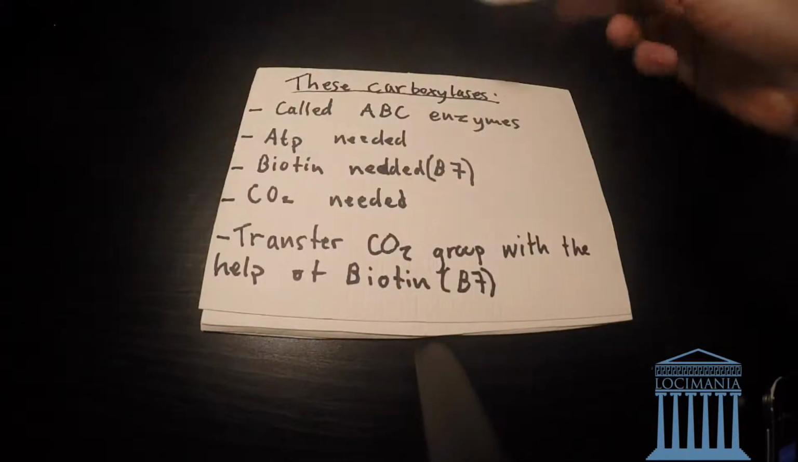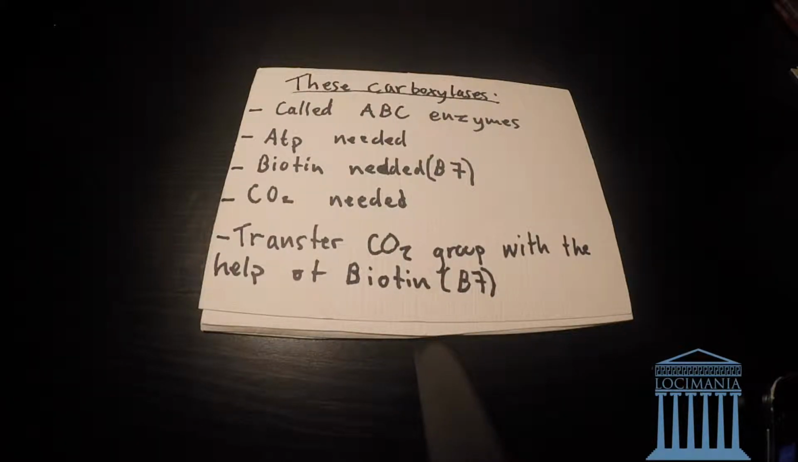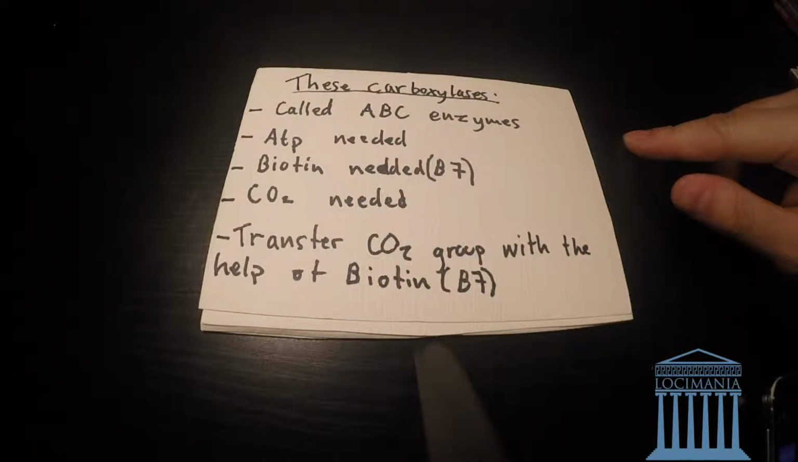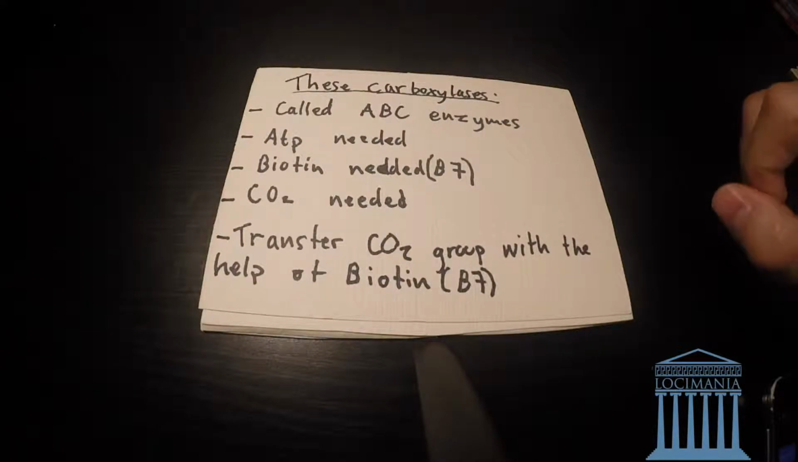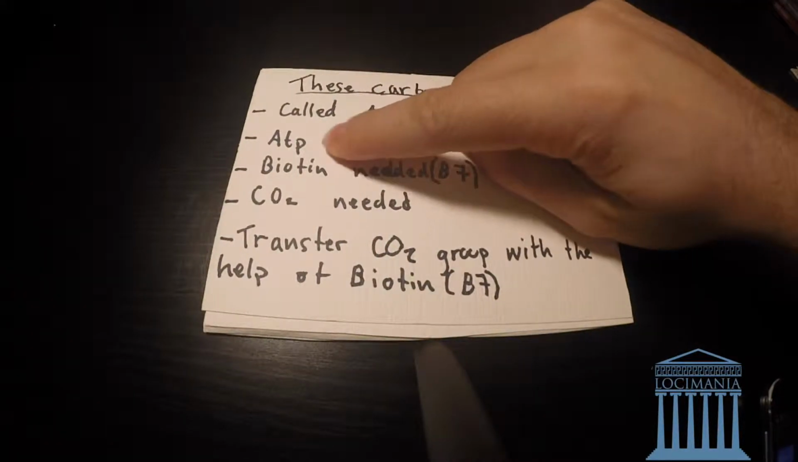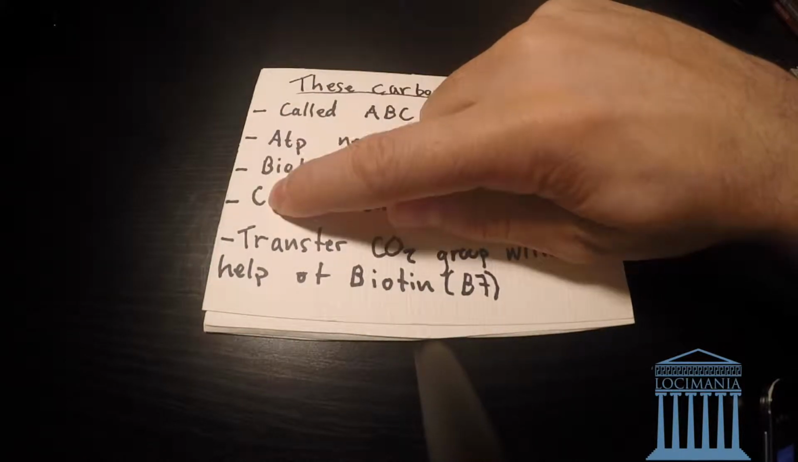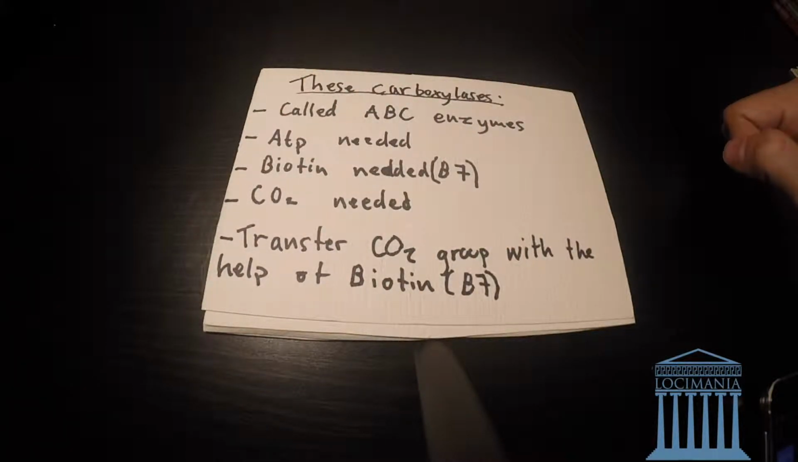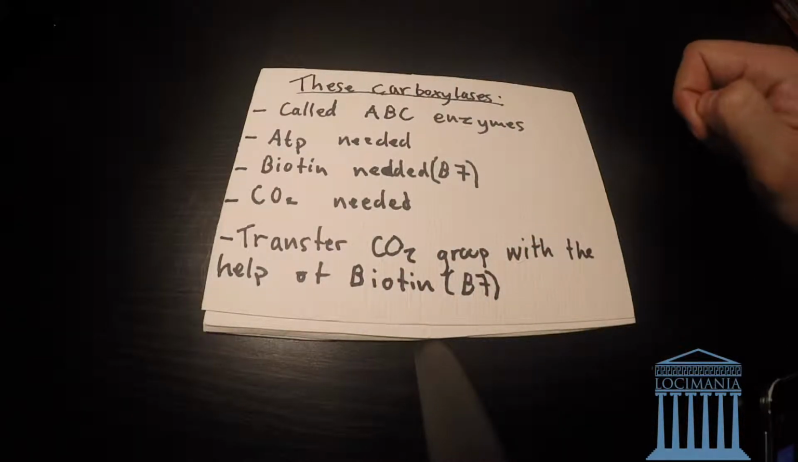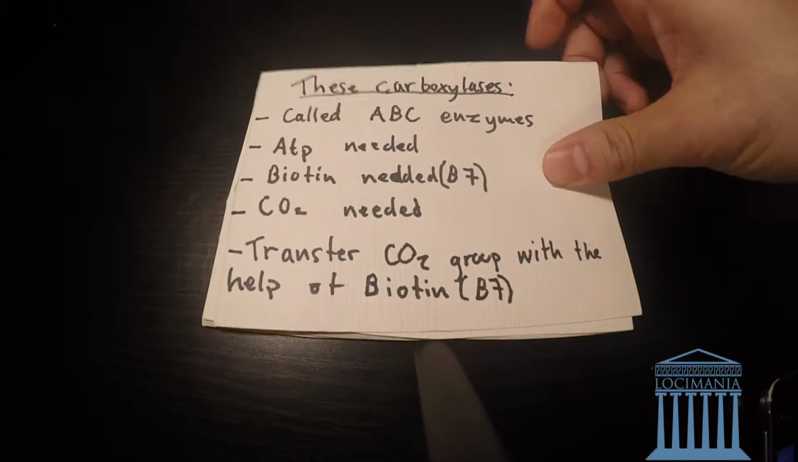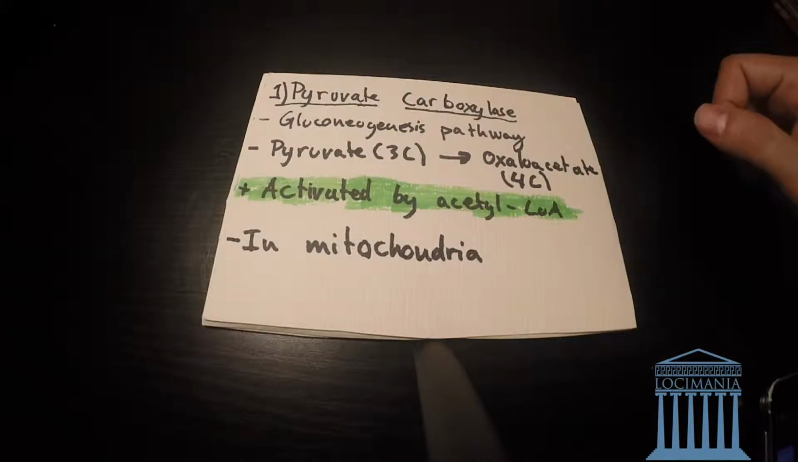So, three carboxylases. These carboxylases are called ABC enzymes. Why? Because ATP is needed, biotin is needed, CO2 is needed, and it's ABC, as you can see there. Their function is to transfer CO2 groups with the help of biotin. So don't forget that their function is to transfer CO2 groups with the help of biotin.